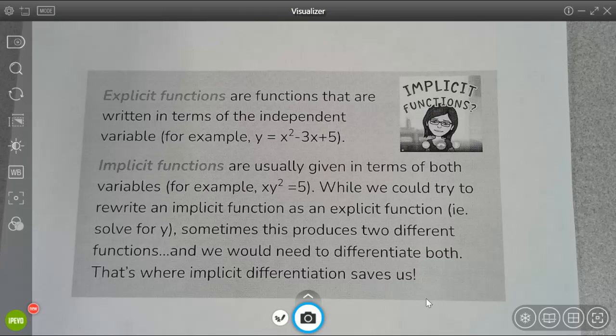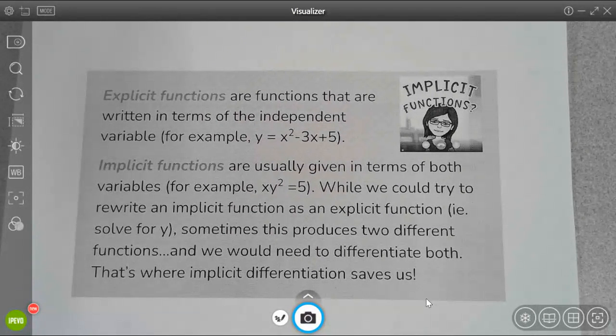Implicit functions are usually given in terms of both variables at the same time. So in other words, it's not going to be written as y equals a function of x. We might see something like x times y squared equals 5. Now we could go ahead and try to solve for y, but if we tried to do that in this problem, we would actually get two different functions. We would get one where y was equal to the positive square root, and then one where y was equal to the negative square root.